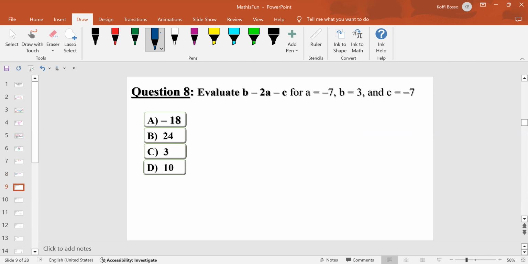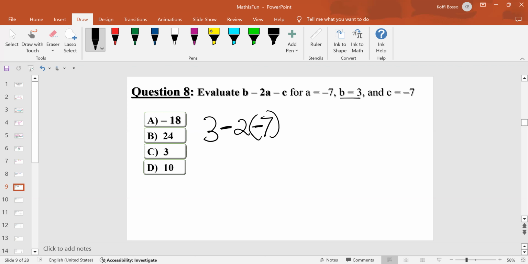The next question. Question number 8. They say evaluate B minus 2A minus C for A equals negative 7, B equals 3, and C equals negative 7. So here, what you need to do is just plug in these values. The B value here is 3. So I have 3 minus 2A. The A value is negative 7. So I use parentheses to avoid mistakes. The A value is negative 7.